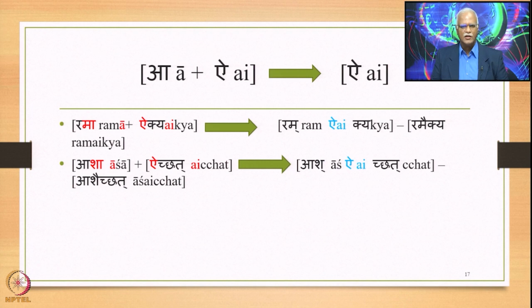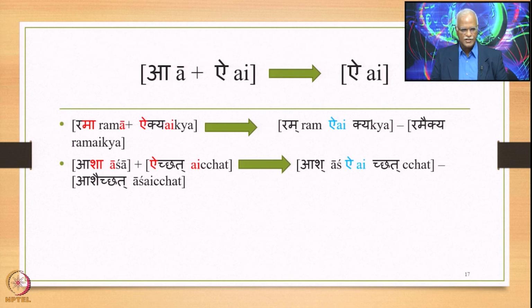Then we have A plus I as input, 6188 applies and the output generated is I. Once again we begin with the compound where we have Rama plus Aikya, where A appears at the end of the first pada in the compound, I appears at the beginning of the second pada in the compound. So they are in the Samhita mode and 6188 applies and we have Ram I Kya, Ramaikya.